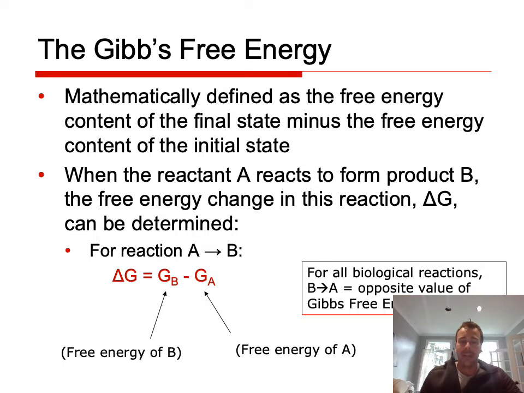If we have a reactant A that forms a product B, the free energy change in this reaction, or delta G, can be defined as follows: delta G equals the Gibbs free energy of B minus the Gibbs free energy of A. So this is very simple. For all biological reactions, if we go from A to B instead of B to A, it's simply the opposite value of the Gibbs free energy, because you'd have GA minus GB. Pretty simple.